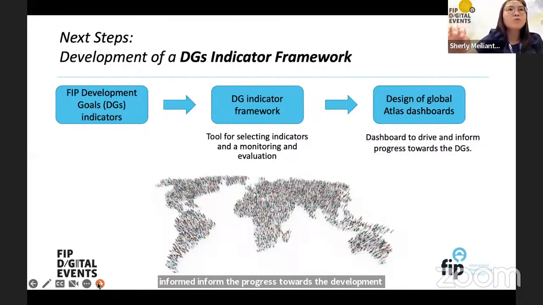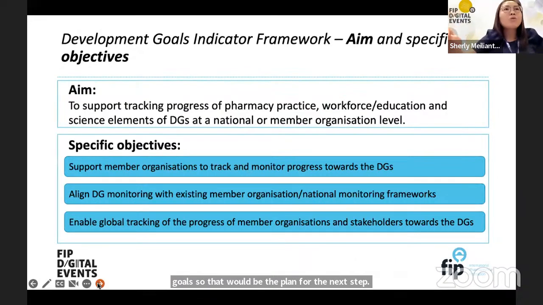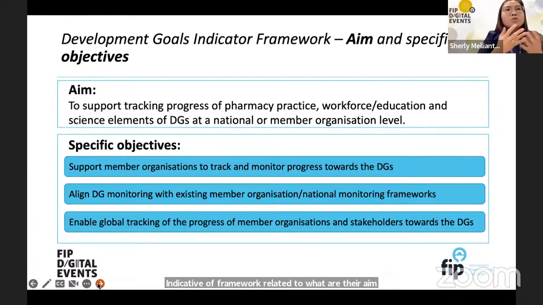So Chris, if we can go to the next slide, where I will inform a little bit about the development goals indicator framework, related to what their aim and objectives are. So the aim is basically to support tracking progress, gain of pharmacy practice, workforce education, and science elements of the DGs at a national or member organization level.